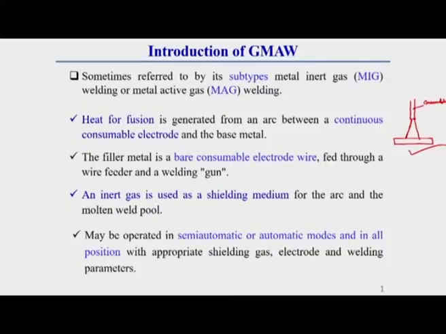Now, this welding technique may be operated in semi-automatic as well as automatic modes, and it can be used in all positions. That means with this technique we can do positional welding, such as horizontal, vertical, flat and overhead. But for positional welding we have to choose the appropriate shielding gas, electrode and welding parameters, so that they are suitable for that positional welding.